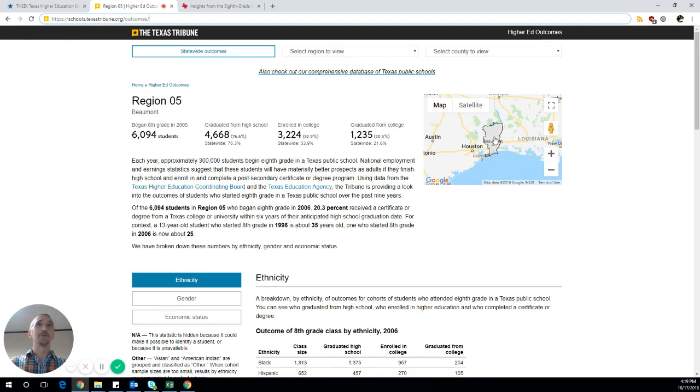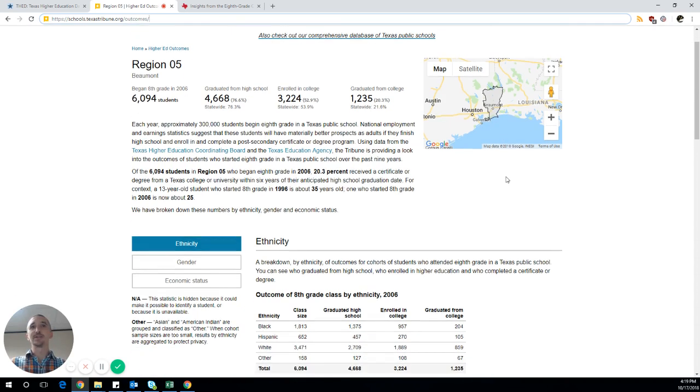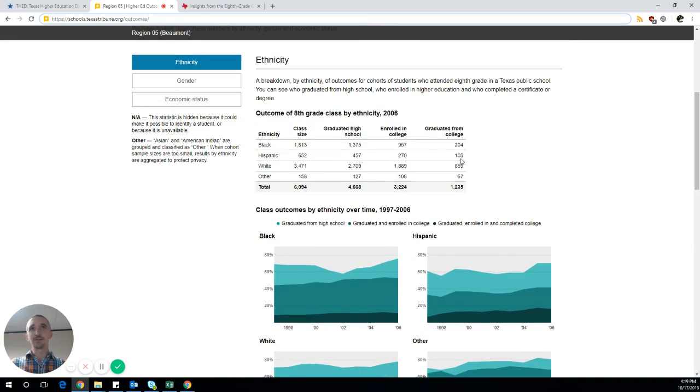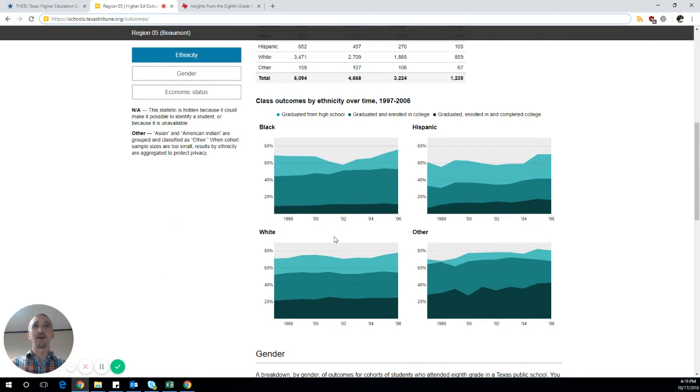And here they show you data from the 8th grade cohort longitudinal study for Region 5, which is just east of Houston. And here they publish tables. They have these graphs where they've actually appended 10 years of data from the 10 years of 8th grade cohort studies, and they show you breakouts by race and ethnicity: Black, Hispanic, white, other. But it's hard to compare these outcomes across the different regions in Texas.